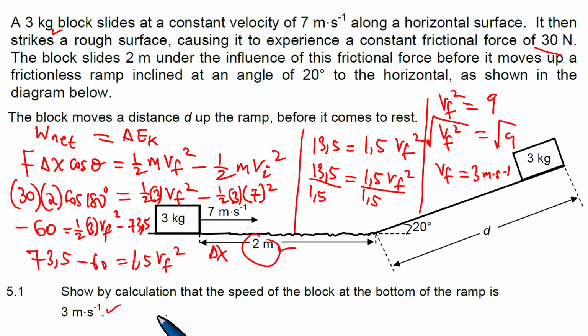We were to show by calculation that the speed of the block at the bottom of the ramp is actually 3 meters per second. And that is what we showed here, that the speed of the block at the bottom of the ramp is 3 meters per second. We move forward. And we used the work energy theorem to do this calculation here. Moving forward.